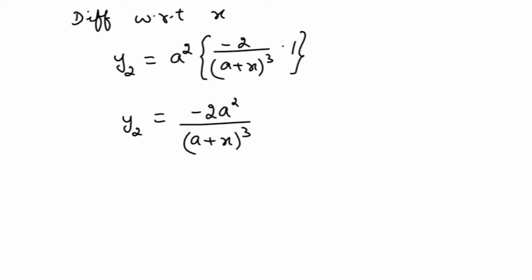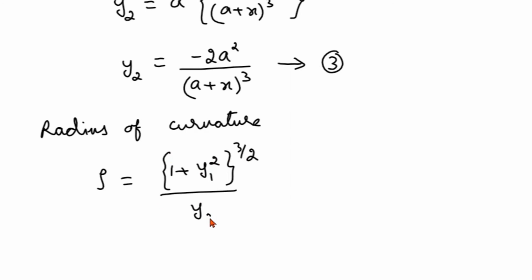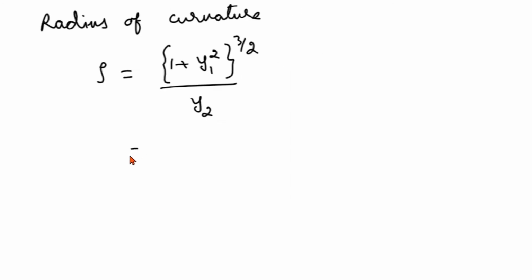So we got the value of y2. So let me take this y1 to be equation number 2, y2 to be equation number 3. So we need to substitute these values of y1 and y2 in the radius of curvature. So radius of curvature ρ will be equal to (1 + y1²)^(3/2) whole divided by y2. So let us try to plug in the values.